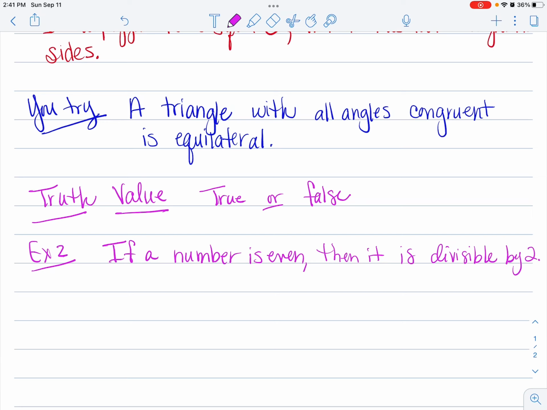So if I asked you the truth value of that statement, you would tell me true or false. In this case, it happens to be true, right? All even numbers are divisible by 2. Let me move right on along.